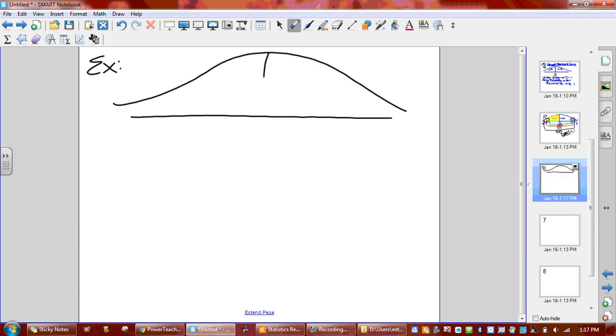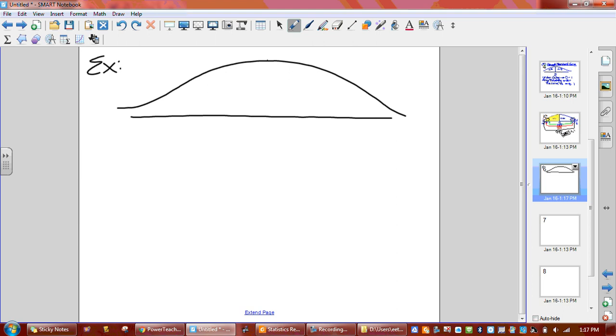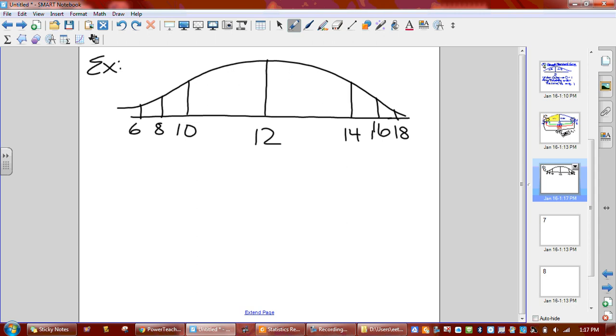Only this time in the middle, we're going to call our middle 12. The middle is going to be 12. -1 is going to be 10, then 8, 6, and on the other side 14, 16, 18. Okay. Now, this one is an example in our notes from page 18.